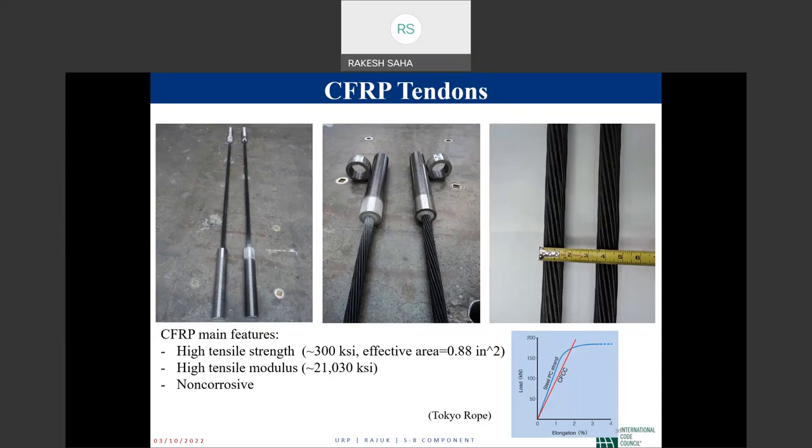What is important about these is that we use them in an unbonded setting so that they're effective. And because of the fact that they are made from carbon fiber reinforced polymer, they are non-corrosive. If we use steel tendons in the column, and if we make it unbonded, moisture will get in and they corrode. But these bars, these tendons do not corrode.